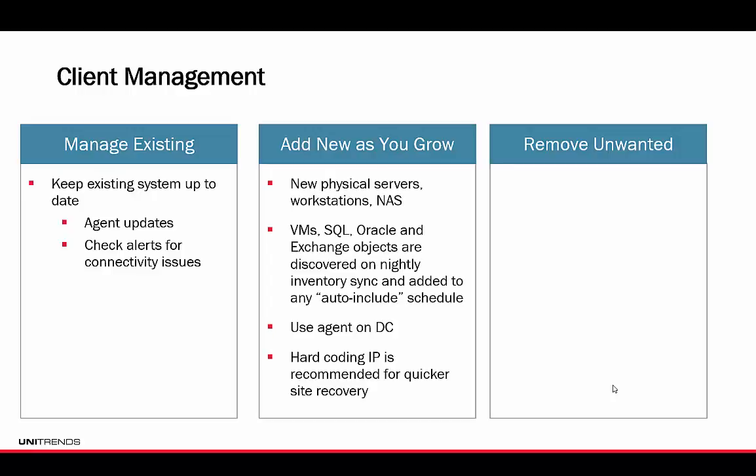Now you also have to focus on adding new servers as you grow. You bring on new physical servers, new workstations, new NASs. You can add those as assets, add them to your schedules, same as we've shown you in all the other modules. Now, VM, SQL, Oracle, Exchange objects, they're discovered nightly on the inventory sync. Once again, we showed you that auto-include in the SQL module and the SQL recovery module. By having the auto-include turned on, you kick your schedule off where it runs tonight. If you've created a new object back there, it's automatically picked up in that default auto-include schedule.